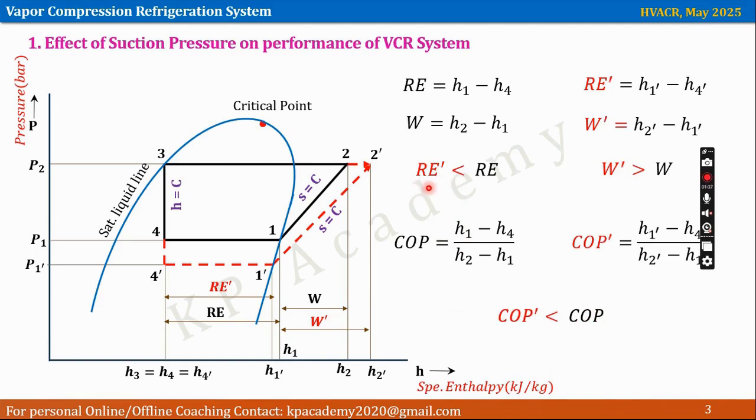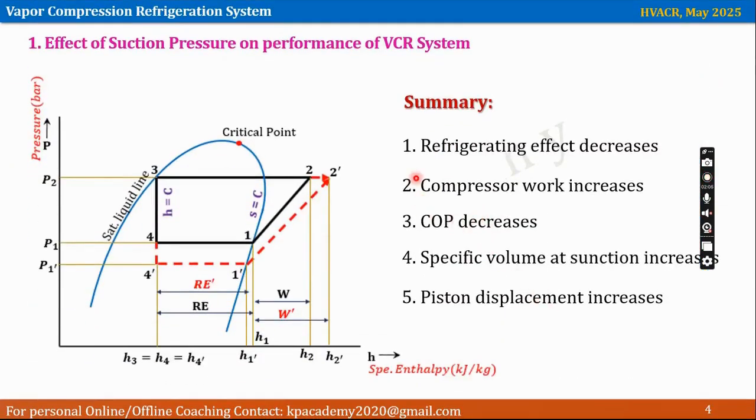So here in this case, because of drop in suction pressure, refrigerating effect drops, work of compression increases, and result of that is what? Drop in COP, because numerator is decreasing and denominator is increasing. Because of this parameter COP is dropping. So there is a drop or decrease in the COP of the system because of drop in suction pressure. So the summary: because of drop in suction pressure, refrigerating effect decreases, work of compression increases and COP decreases.